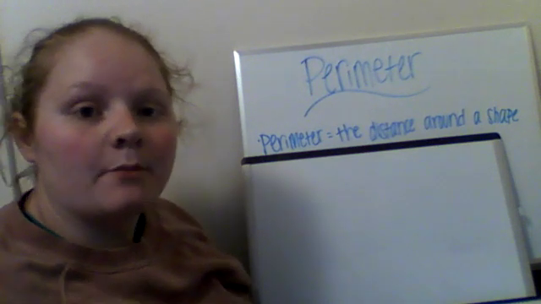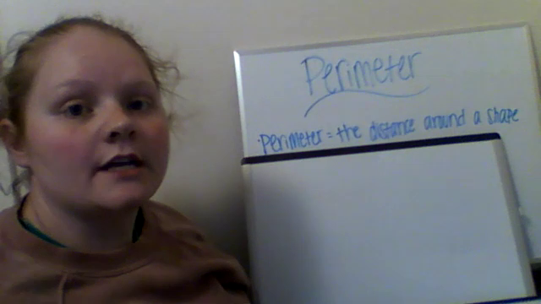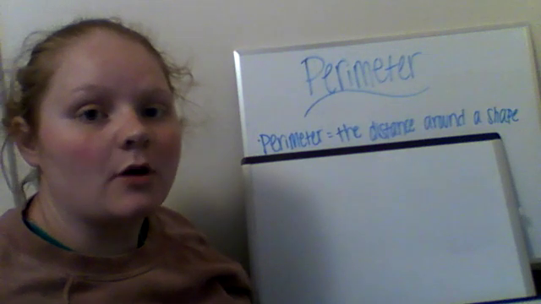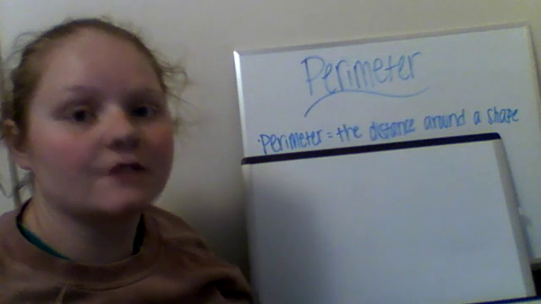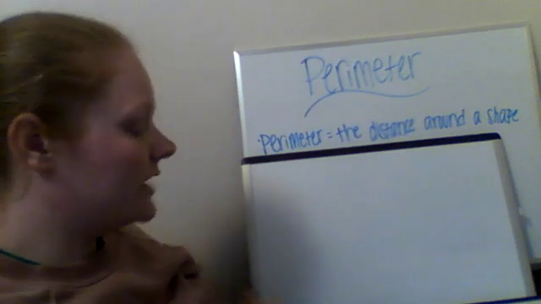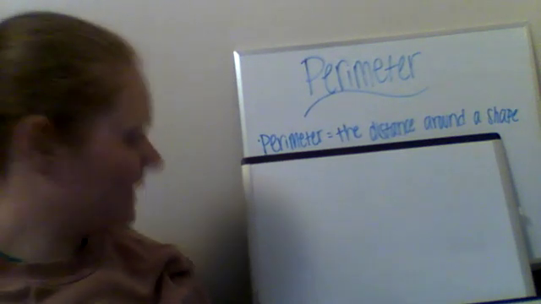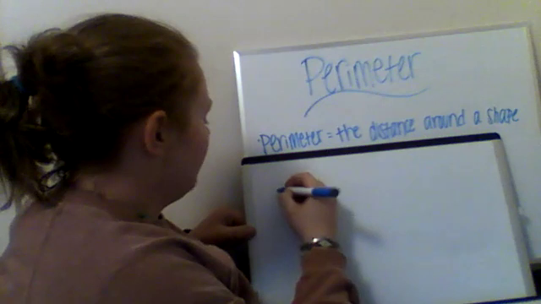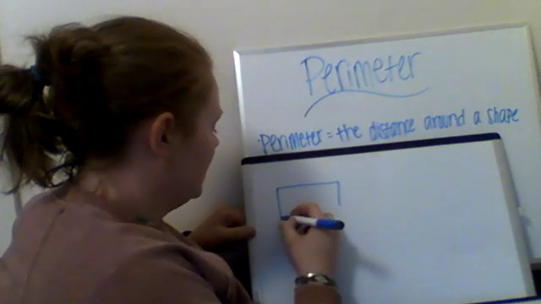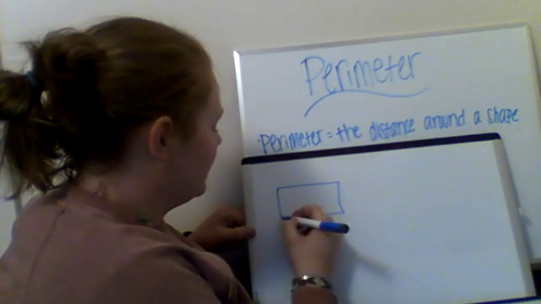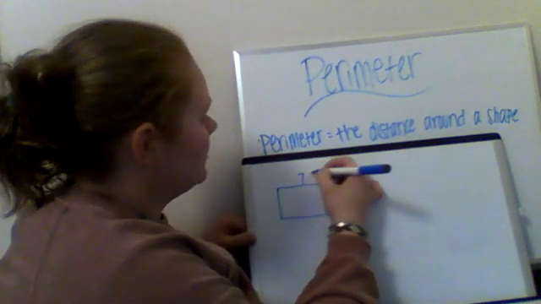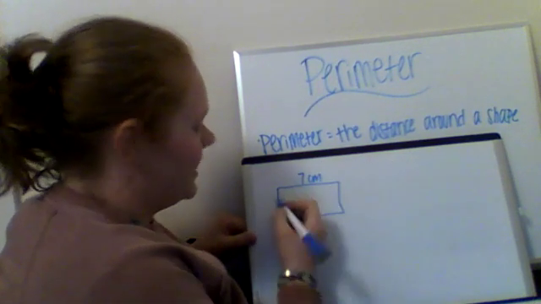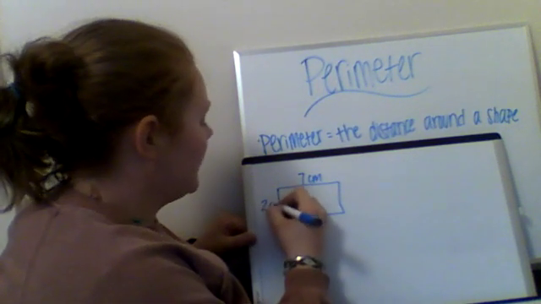Okay, so in perimeter, when we're talking about the distance around a shape, all that you're going to do is add up all the different lengths around the shape. Okay, so let's do an example. If I was to draw a rectangle and I was to give you the length, 7 centimeters on top and 2 centimeters on the side.